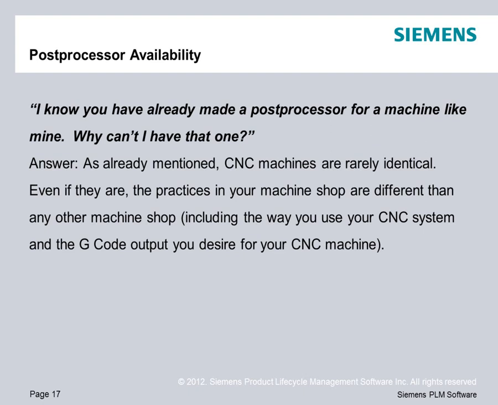I know you've already made a post-processor for a machine like mine. Why can't I have that one? Well, as we already mentioned, CNC machines are rarely identical. Even if they are, your shop does things differently, especially in NXCAM and CAM Express, which is highly customizable. Your shop may have adopted different practices that will not make this other post-processor work for your shop, so it needs to be modified or customized.